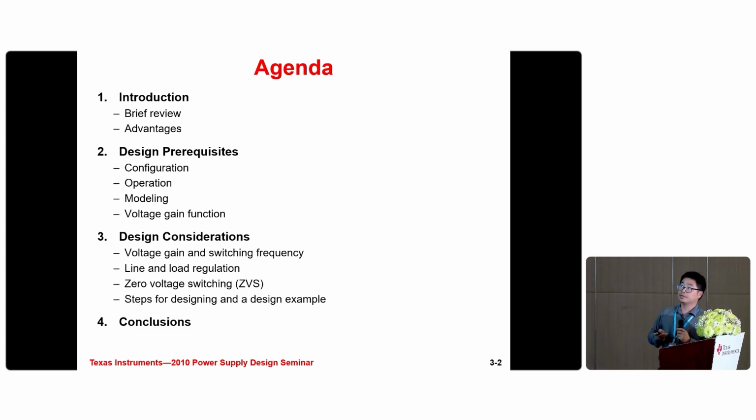After that, we will go to the considerations when doing the design. It also includes the voltage gain, the switching frequency, the line and load regulation, and the zero voltage switching. Also, we will give an example of this to check if the steps are okay.